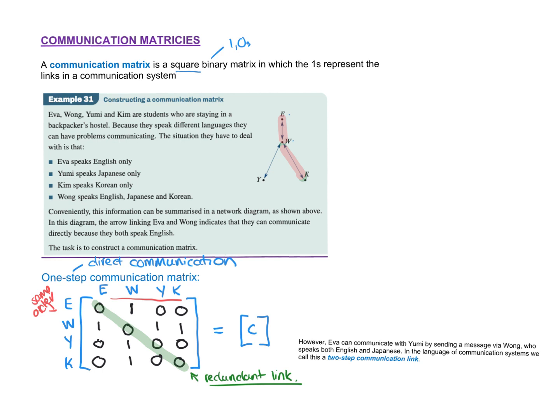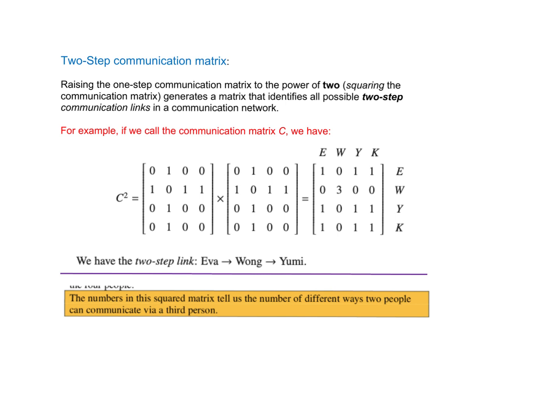So when you have to use that, you can see it is a 2-step communication. Say, for example, Eva went to Wong, that then went to Kim. These little arrows, that's a step, that's a step. So we call that a 2-step communication link. The 2-step communication matrix you can work out by simply taking the communication matrix and squaring it, so raising it to the power of 2.